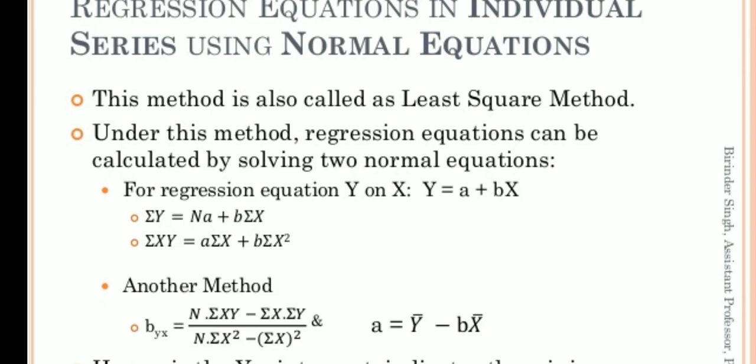Sum of y equals na plus b into sum of x, that is the first equation. If you multiply both sides by x, you get sum of xy equal to a into sum of x plus b into sum of x squared.